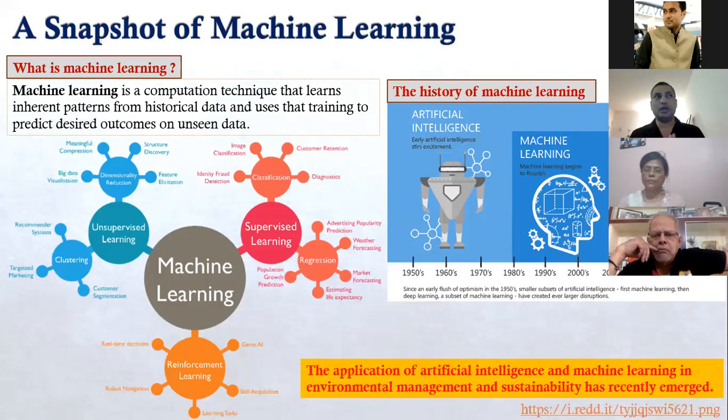Machine learning has been applied to various domains: business, information technology, insurance, life sciences, health sciences. But the application of artificial intelligence and machine learning in environmental management and sustainability has emerged only recently. Many scientists are working on it, but it was not very popular, or scientists were not using it very much. That was the biggest motivation for me, because I have spent nearly 14 years in the environmental science world.